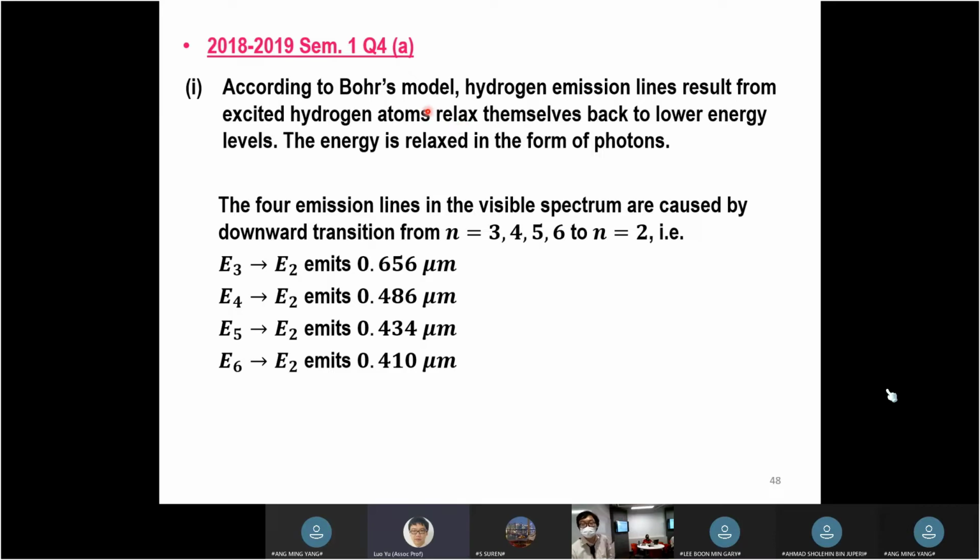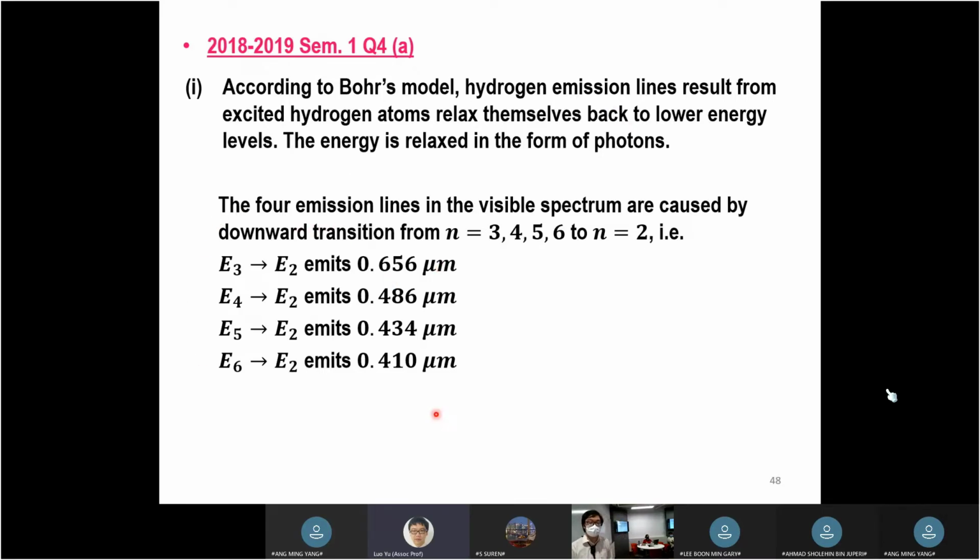Okay, so this means the 4 lines correspond to transitions from n equal to 3, 4, 5, 6 back to n equal to 2. So not n equal to 1, which is the ground state, but transitions back to n equal to 2. For example, the longest wavelength corresponds to the transition from E3 to E2, and the shortest wavelength corresponds to the transition of the electron from E6 to E2. So this is what you have to comment on.